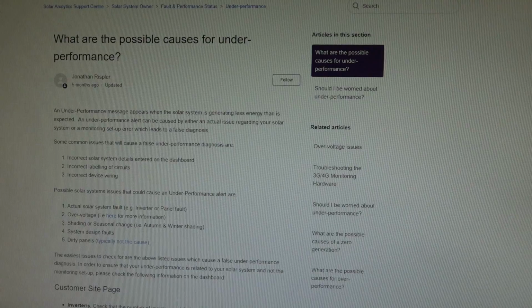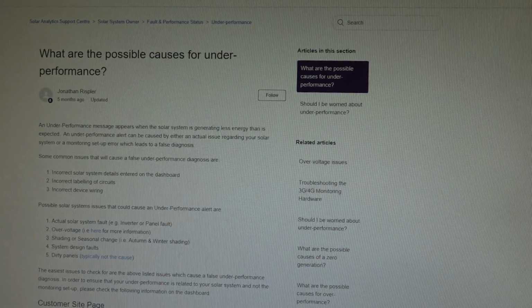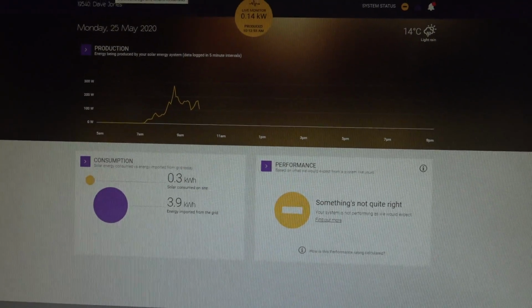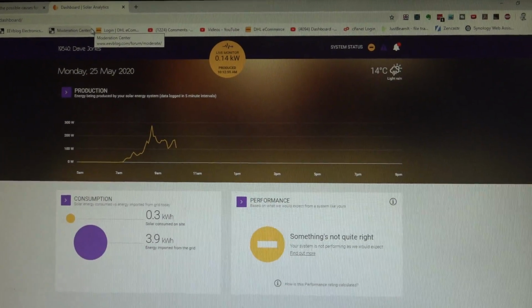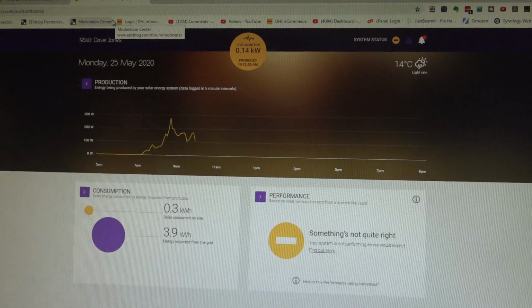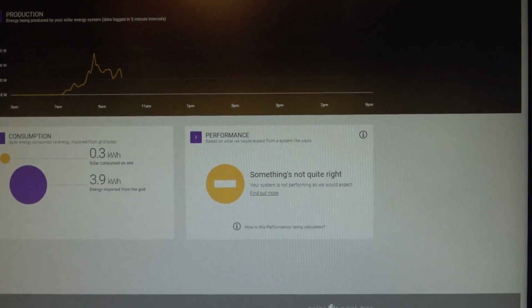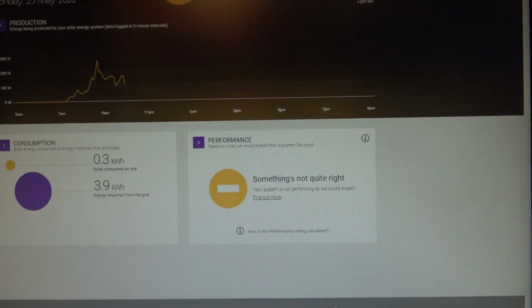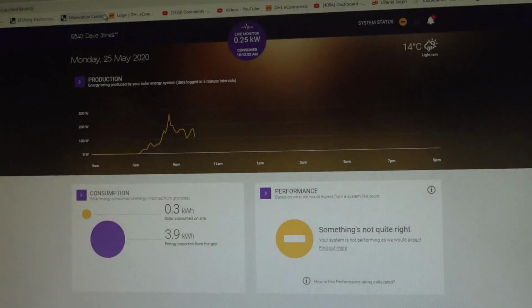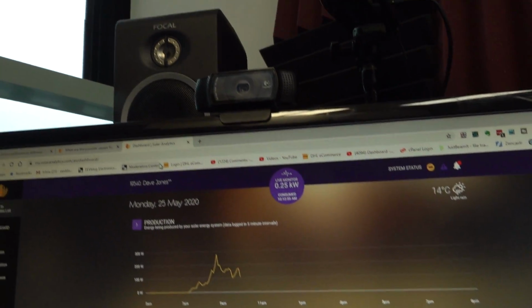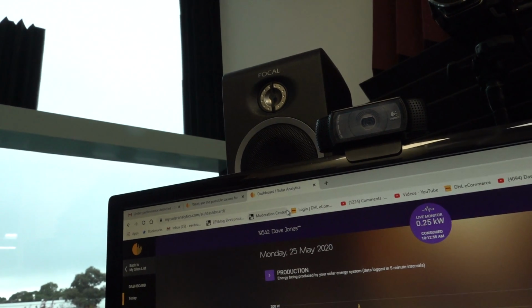So, has something gone wrong with my solar power system at home? It doesn't look great. I wonder what the cause is. Something's not quite right, it says. Your system is not performing as we would expect. Well, I wonder what the reason is.